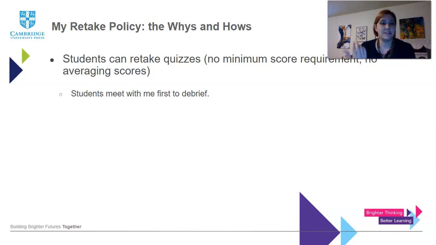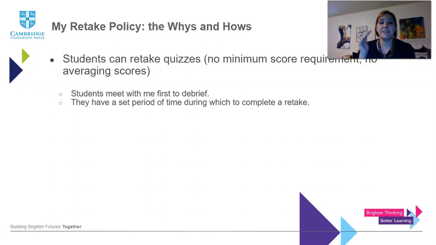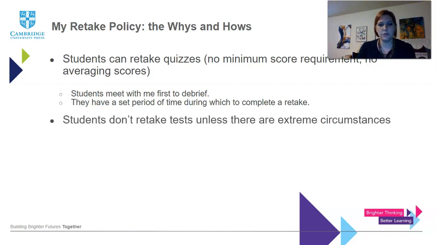Clearly, they either didn't study the right thing or they didn't understand what I was looking for, and that requires a conversation. So they have to talk with me first so I can figure out exactly what's going on. And then they have a set period of time to complete that retake. My window is from when they took the first quiz to when there's a test, usually about a week, maybe 2 weeks in between the two. That's their retake window. After that, they don't get to go back unless it's a pretty extraordinary circumstance, of course. I don't typically let students retake tests unless there's a pretty extreme circumstance. I handle this on a case-by-case basis.